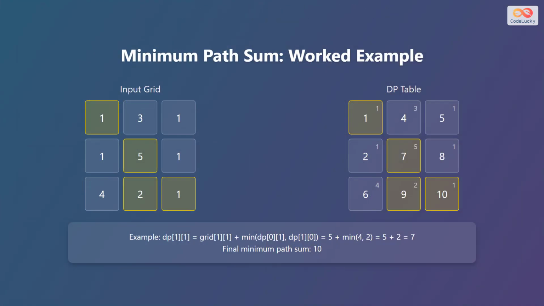Let's walk through a worked example of the minimum path sum problem. Here are two grids. The first is the input grid and the second is the corresponding dynamic programming table. For example, dp[1][1], that is row 1 and column 1, equals grid[1][1] plus the minimum of dp[0][1] and dp[1][0], which equals 5 plus the minimum of 4, 2, which equals 5 plus 2, resulting in 7. The final minimum path sum from the top left to the bottom right is 10.